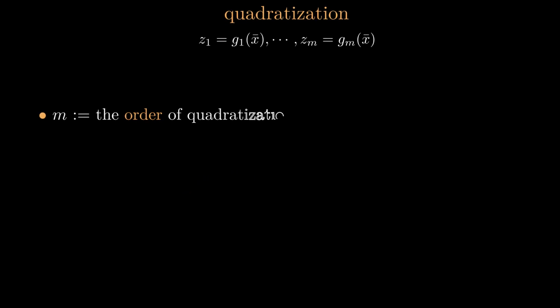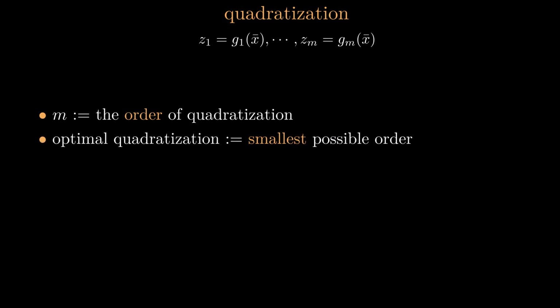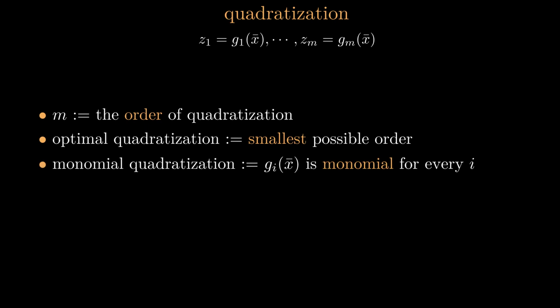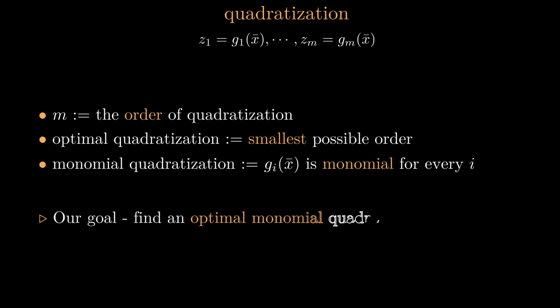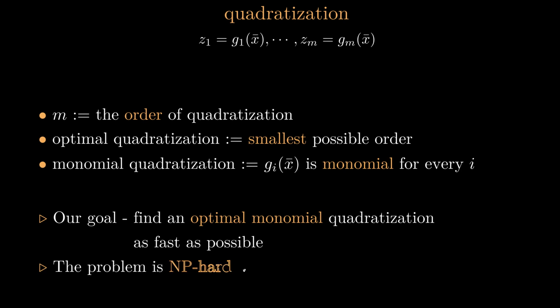The number of new variables is called the order of quadratization. Optimal quadratization is a quadratization of the smallest possible order. And finally, a quadratization with new variables being monomials is called a monomial quadratization. Our goal is to find an optimal monomial quadratization as fast as possible. We restrict ourselves to the monomial case because it's simpler, often practical enough, and in some applications only monomial quadratizations are needed.